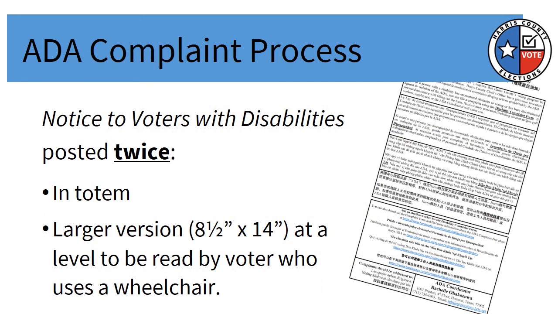As we have discussed today, voters with disabilities have a variety of diverse needs. The notice to voters with disabilities must be viewable by voters who use wheelchairs, as well as those whose eye level is higher. This means that the notice must be posted twice, in the totem and with the other posted items not in the totem, including the sample ballot and voting instructions. The notice you are posting separately is larger and should be posted at a level that can be read by a voter who uses a wheelchair.